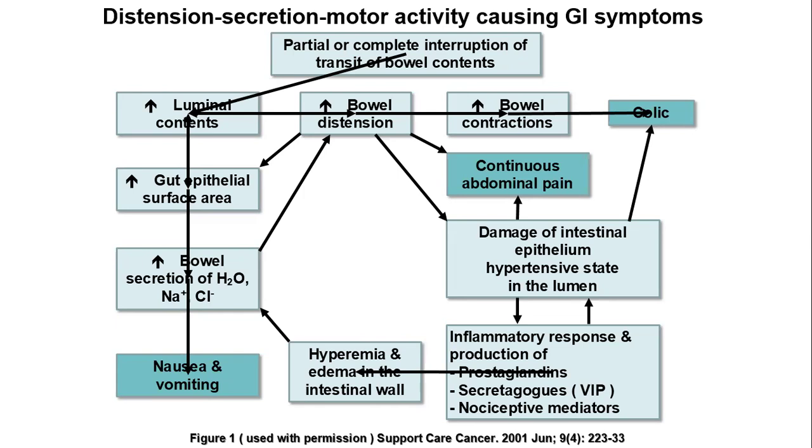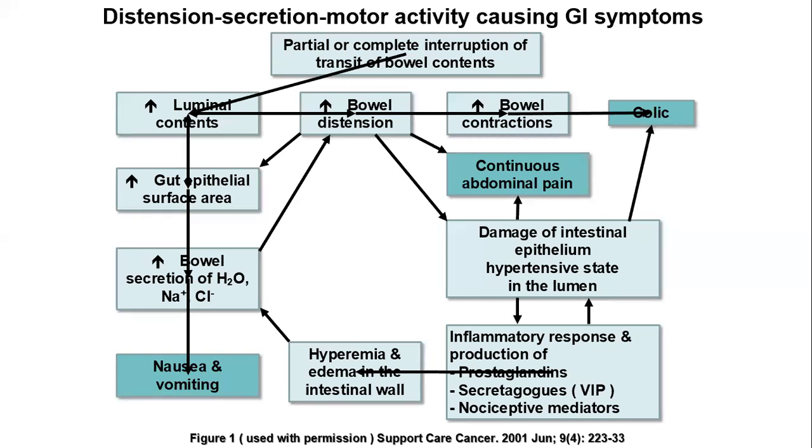What this leads to is increased secretions of water and your electrolytes, that is sodium and chloride. Now, because of that, you'll have your nausea, vomiting, because there's a lot of secretions present in the bowel. Again, this increase in the secretions would lead to increased distension, which would again lead to contractions, colic, and continuous pain. Now, because of the pain and because of the distension, there is a hyperemic status of the mucosa or the lumen of the gut.